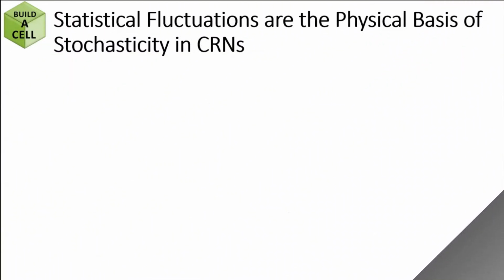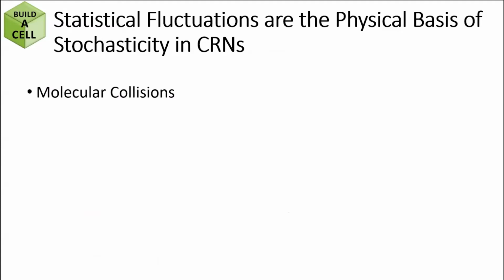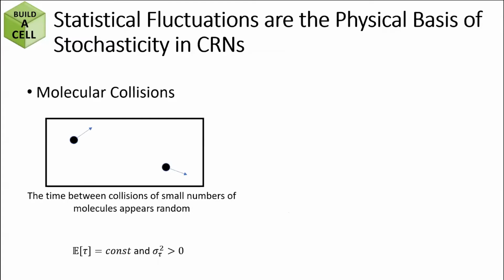The statistical fluctuations are the basis of stochasticity in CRNs. So we're really thinking about molecular collisions here, where the time between collisions is a random variable. If I have two molecules in a box, they're moving around, jiggling due to Brownian motion. Eventually, they're going to hit each other, and that's sort of the basis of a chemical reaction. Two molecules collide, and the reaction occurs. And if I have just two molecules, the amount of time it takes for them to collide really is going to depend upon a lot of things. It might depend upon where they're located right now, their velocities, the temperature.